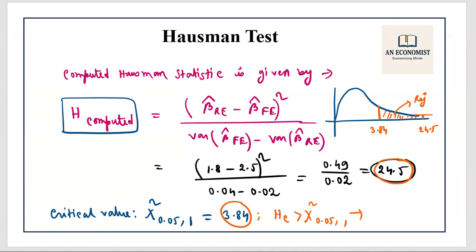So what we should do? We should reject the null hypothesis. It definitely means we should reject the null hypothesis, and rejecting the null hypothesis means the fixed effect model should be preferred, right? So this is how you conduct the Hausman test. I hope I have given you a simplified explanation of how to conduct this test.